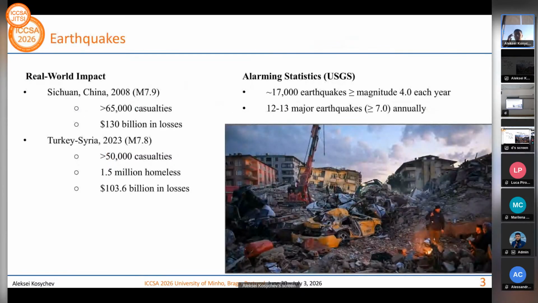On the next slide, we presented some statistical information so we can see the scale of the problem. Each year there are around 17,000 earthquakes of magnitude 4 and higher, and 12 to 13 major earthquakes of magnitude 7 and higher, which is very crucial because even one strong earthquake can lead to absolutely disastrous consequences. For example, an earthquake in China in 2008 led to more than 65,000 casualties and more than $130 billion in economic losses.